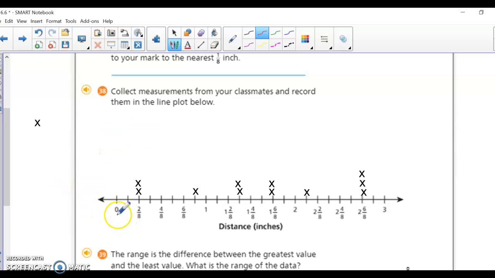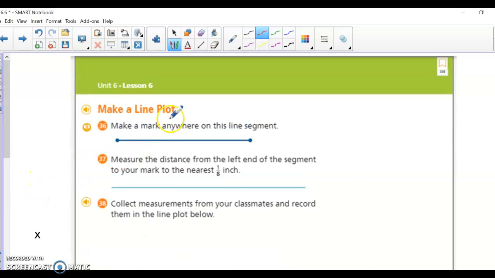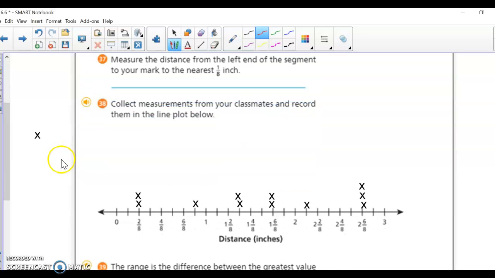So these X's, these tally marks, represent different students' measurements, okay? What you were supposed to do is draw a line up here and then measure it closest to the nearest eighth of an inch with a ruler. So I put some measurements in here. Each X stands for one of my measurements, right? So I had two measurements here that were 2/8 of an inch. I had one that was in between 6/8 and 8/8, so this must be 7/8 of an inch, okay?